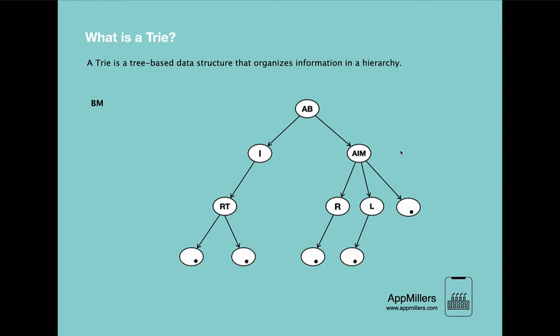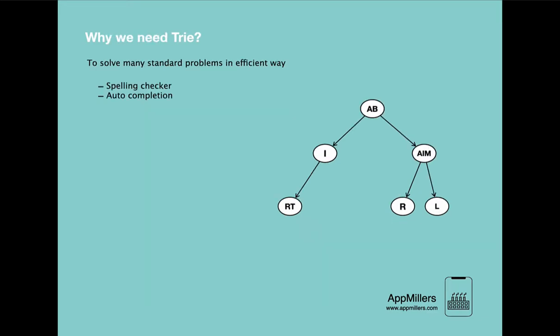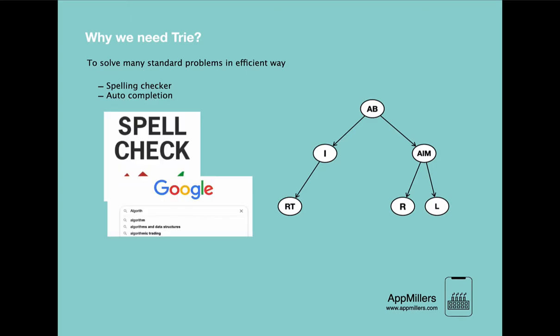Now here we have explained just a simple case of the trie data structure, but there are more complicated versions of it. So now hopefully everything is clear about what a trie is. Now let's see why we need to learn the trie data structure. In the world of computer science, there are many problems that can be solved easily using the trie data structure. For instance, the spelling checker or autocomplete of strings feature are done by using the trie data structure.